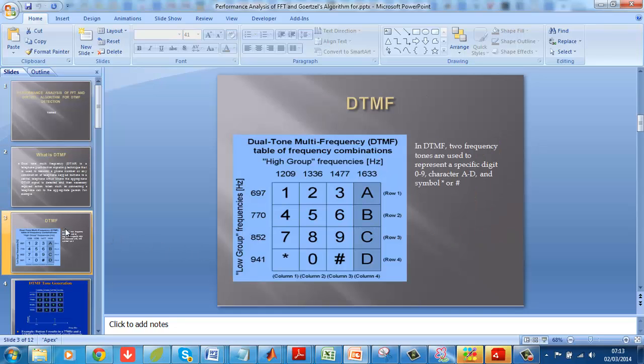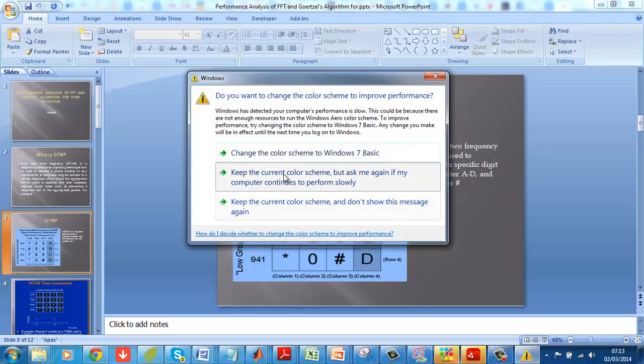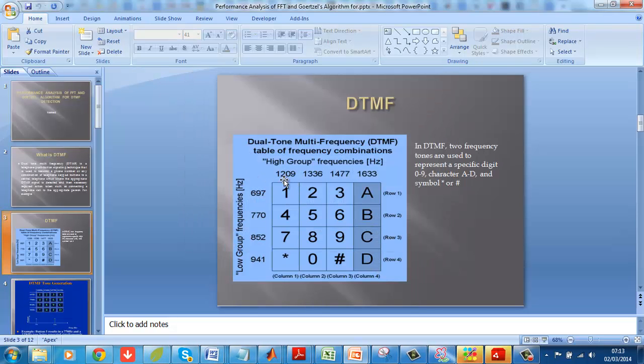So I'm just going to show you the matrix now. This is a simple 16-entry, 4x4 matrix of DTMF signals. These are the numbers 1, 2, 3, 4, 5, 6, 7, 8, 9, 0, star, hash, A, B, C, D. This is column frequency, row frequency. So if I press number 1, the signal that will be generated will have frequencies of 697 and 1209.